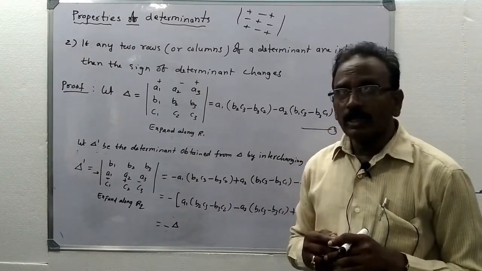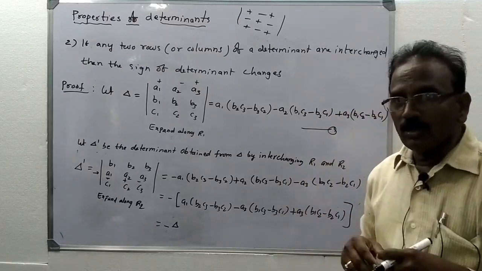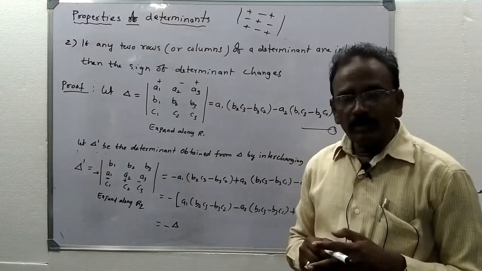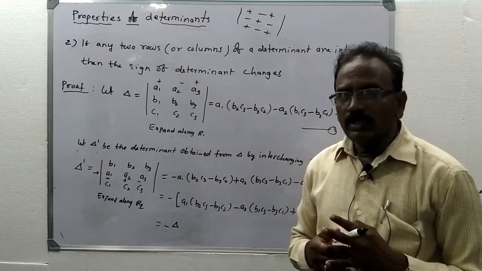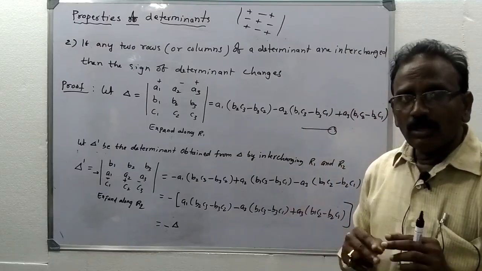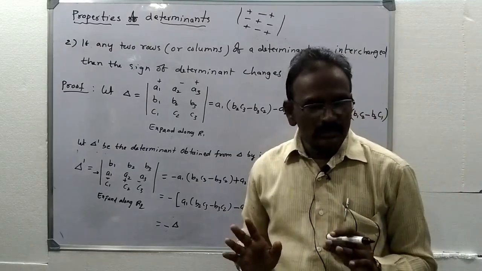What is the first property? Interchange all the rows and columns, so that determinant value remains same. That means determinant of A is equal to determinant of A dash. That is the first property. Second one is if any two rows or any two columns are interchanged, the sign of determinant changes. That is the second one.